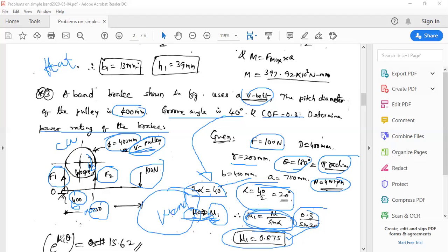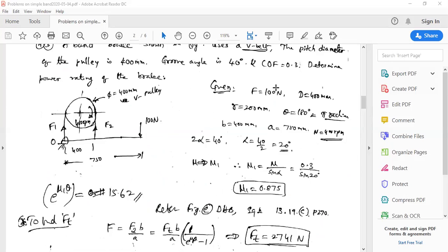And in the meantime, we can calculate e raised to mu1 into theta, 0.875 into pi radians, which gives the value of 15.62. That is e raised to mu theta, which is also equal to the tension ratio, F1 divided by F2. So these are the things that we have to note here.